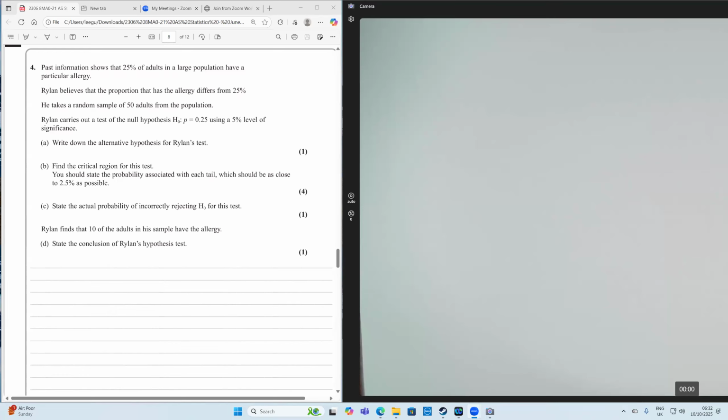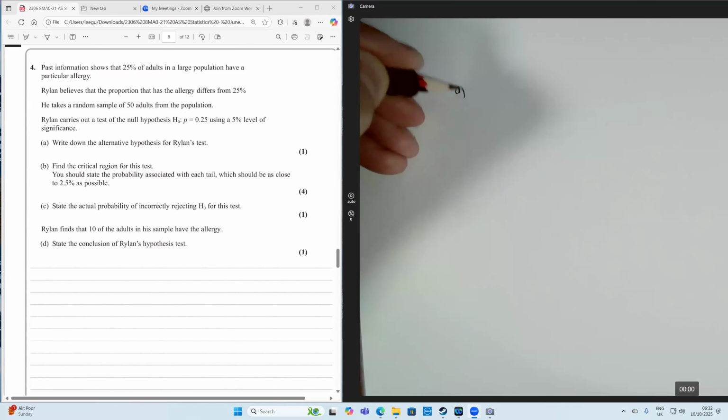It says past information shows that 25% of adults in a large population have a particular allergy. V believes that the proportion that has the allergy differs from 25%. He takes a random sample of 50 adults from the population. V carries out a test of the null hypothesis H0 equals 0.25 at a 5% level of significance. So part A, it says write down the alternative hypothesis.